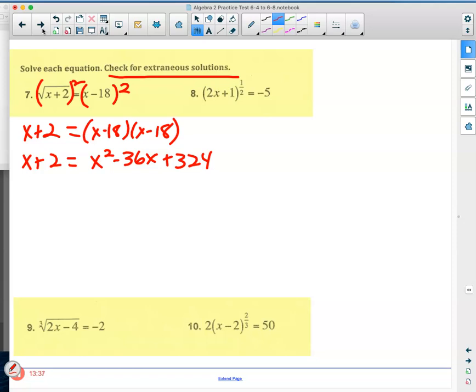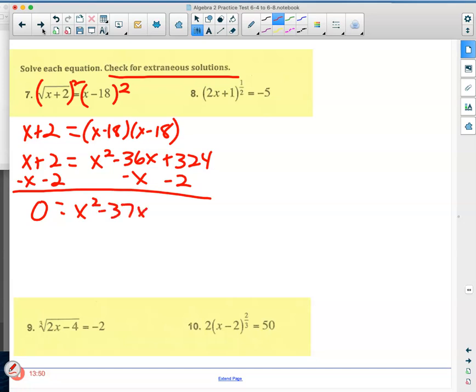And if we have a squared, we have a quadratic. And the way that we solved quadratics was by factoring. So we need to get a 0 on one side because solving is finding the zeros. So we have x squared minus 37x plus 322. And this one is just going to take you some time. There's no greatest common monomial factor.